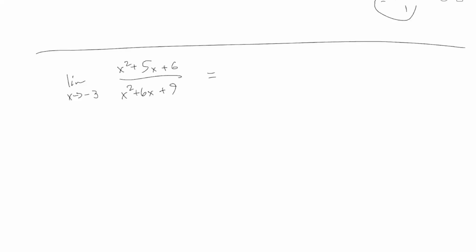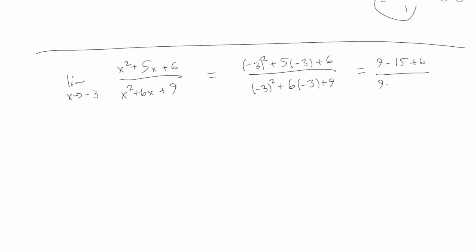So again, we should begin by trying to plug in this value. We get -3 squared plus 5 times -3 plus 6, divided by -3 squared plus 6 times -3 plus 9. Don't forget your parentheses. When you square a negative number, you end up with a positive, right? So this is 9 minus 15 plus 6, and on the bottom, 9 minus 18 plus 9. This again is 0 over 0, which means we'll have to go back and simplify.